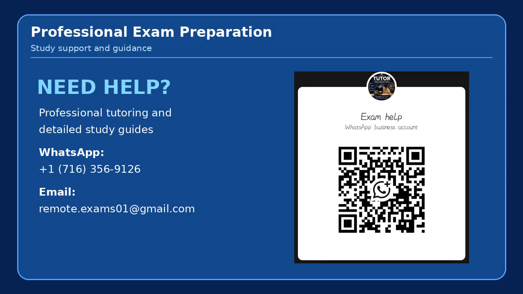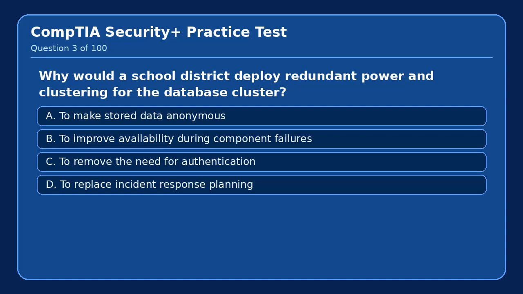Question 3. Why would a school district deploy redundant power and clustering for the database cluster? A. To make stored data anonymous. B. To improve availability during component failures. C. To remove the need for authentication. D. To replace incident response planning.